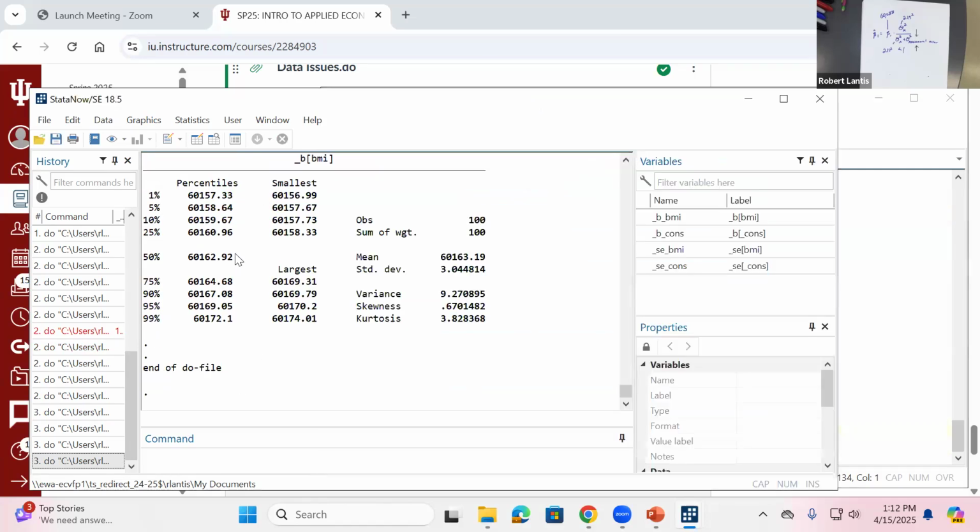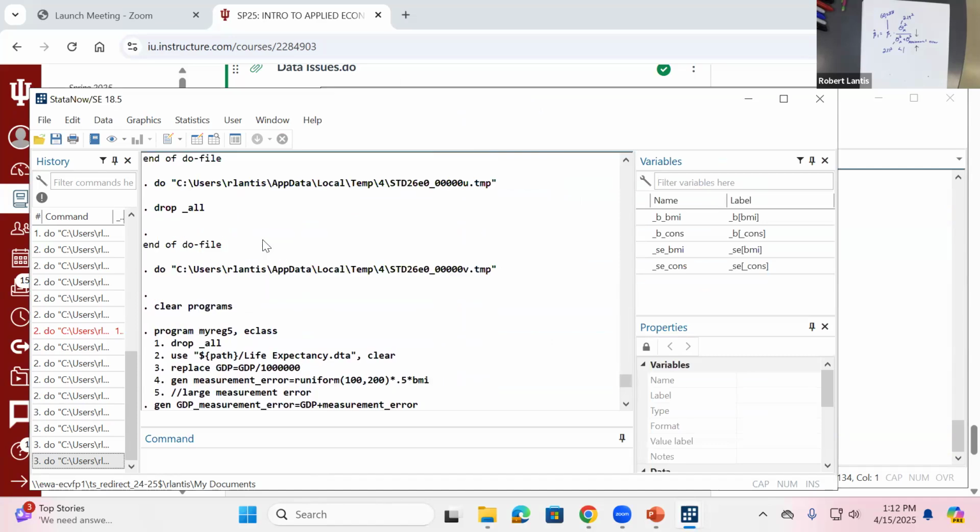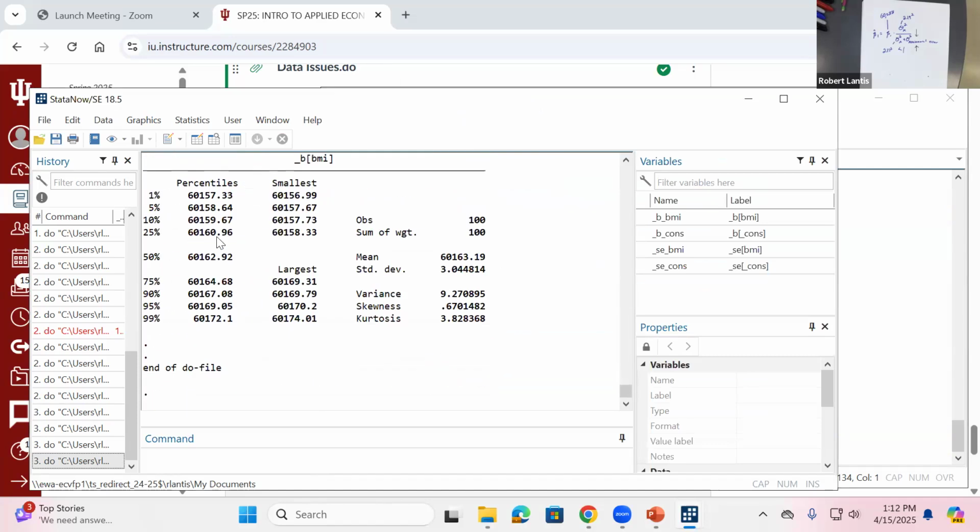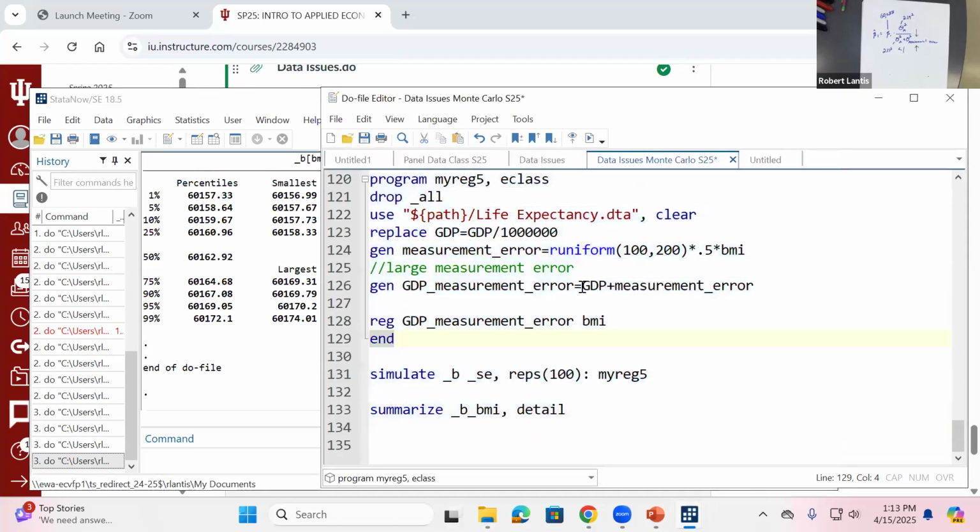So this one actually ended up pushing that estimate to be a little bit higher, right? Not by much. Was it 60,000, or was it a little bit lower still? 60,088 compared to 60,162. So whether or not my coefficient is higher or lower depends on what that non-classical measurement error is. Like I said, I won't ask you whether the coefficient is going to be higher or lower. You just need to know that it's going to be different.